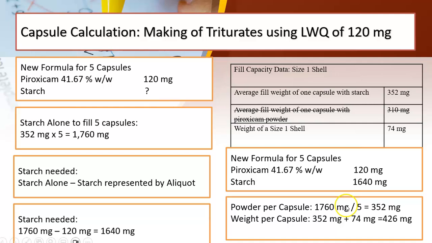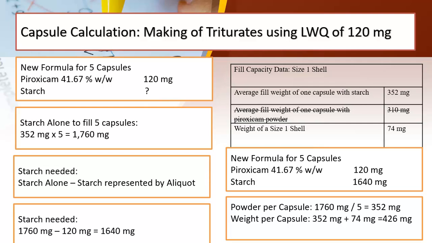Sorry. When you add these two and divide by 5, the powder per capsule will be 352 milligram, and the gross weight, which is the weight of the capsule plus the shell, will be 352 milligram plus the shell weight, which is right here, 72 milligrams. So here it is. We're finished.